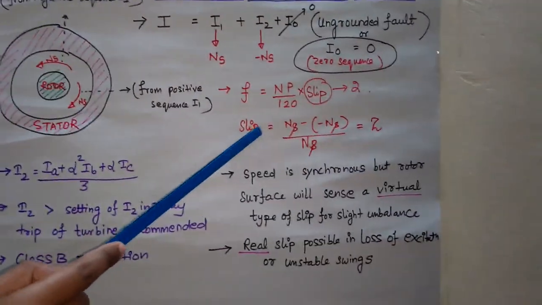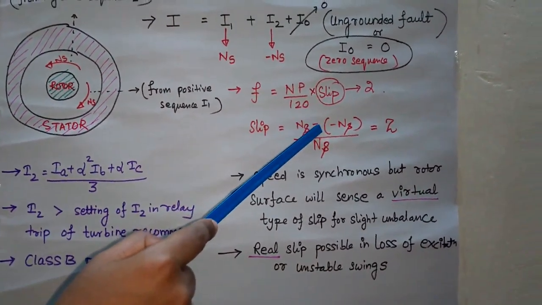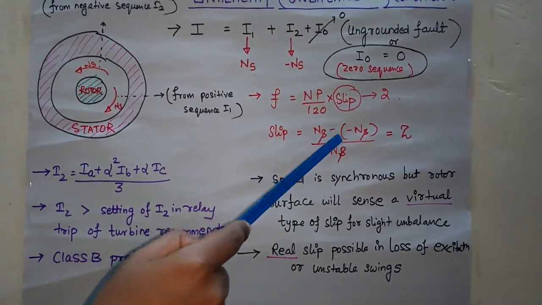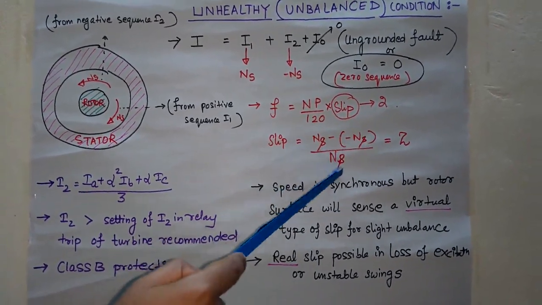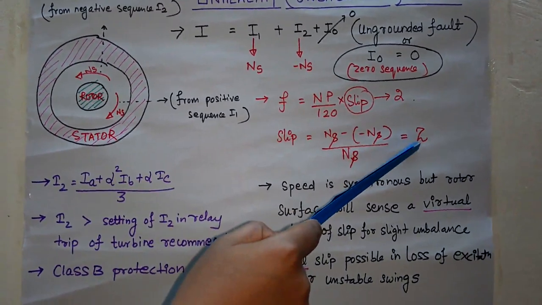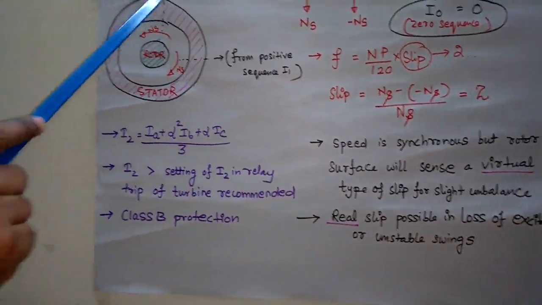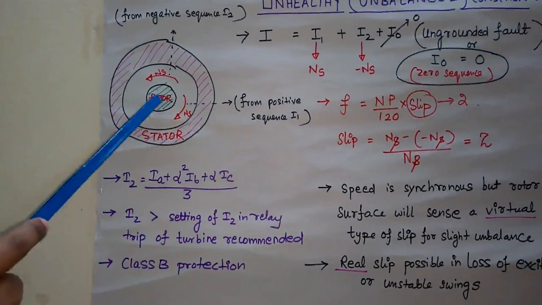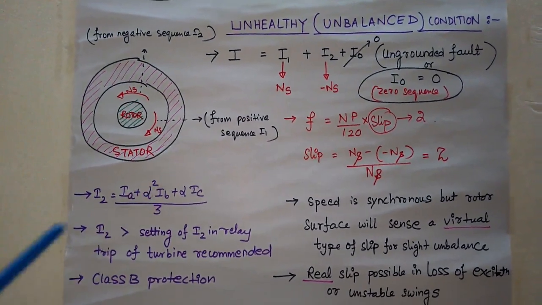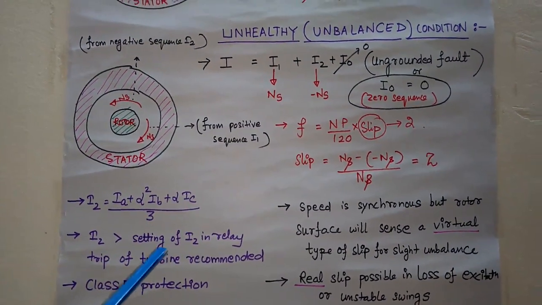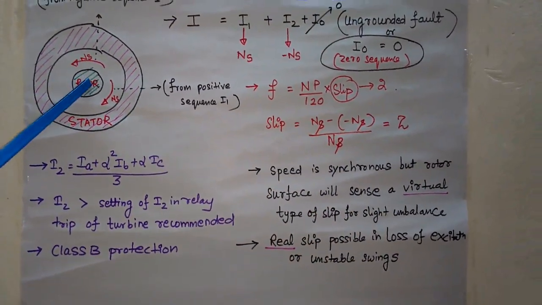So here I have calculated the slip: NS minus minus NS, which is NS plus NS, and when NS plus NS is divided by NS, the slip becomes 2. But the question is, now the rotor is in synchronous condition, so why are we saying that slip is coming? This is not the actual slip, but I am relating it with the theory of induction machines. We can say it's a virtual slip due to which an EMF is induced.